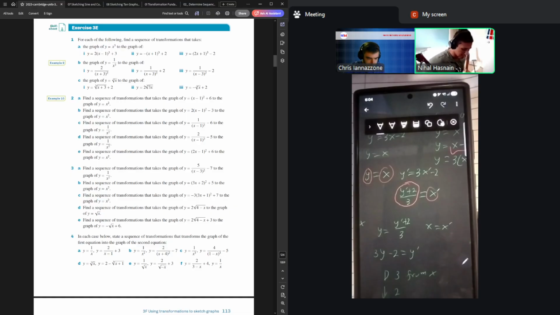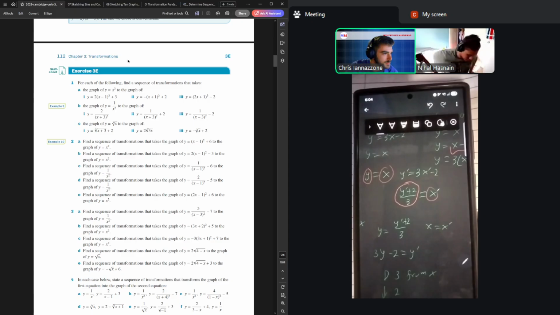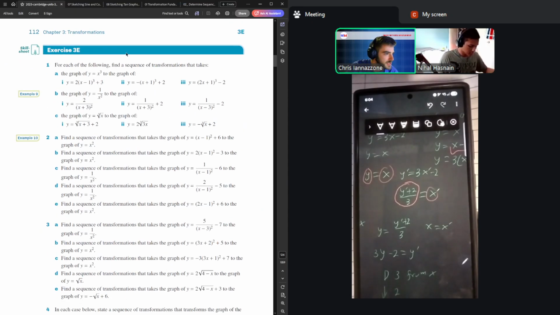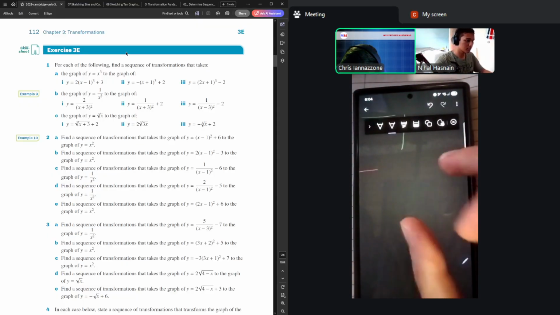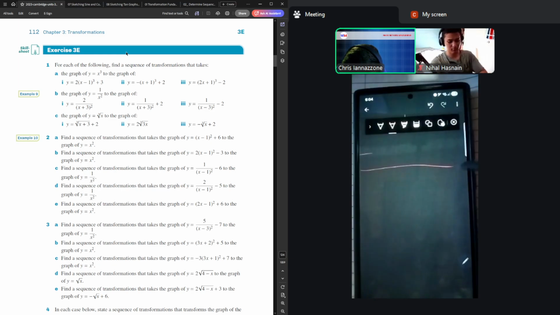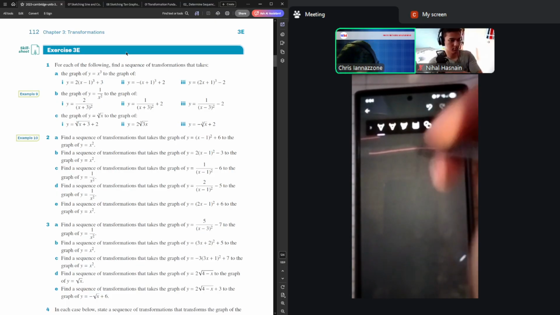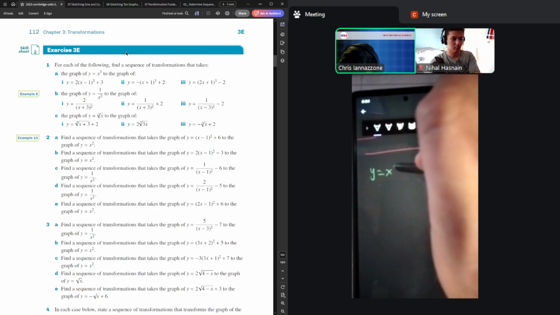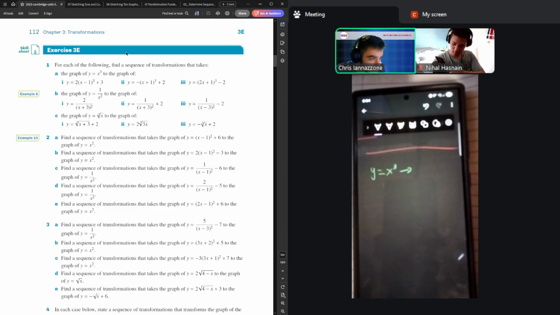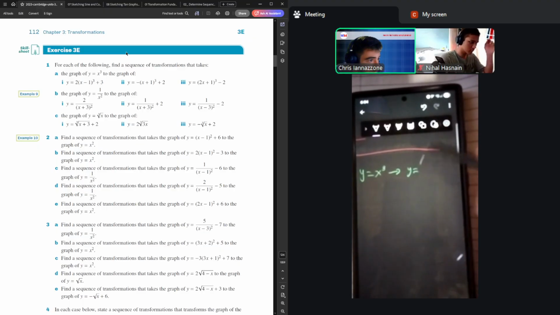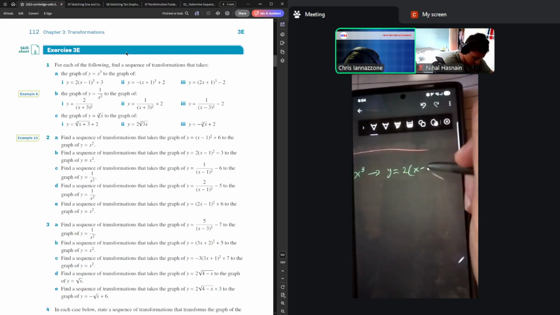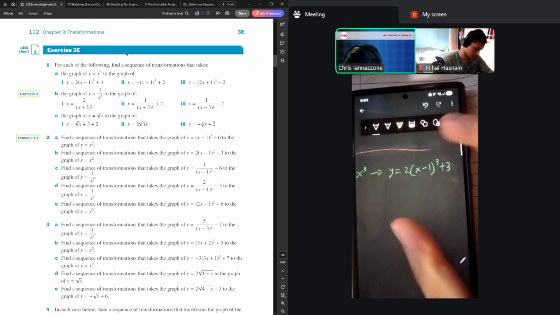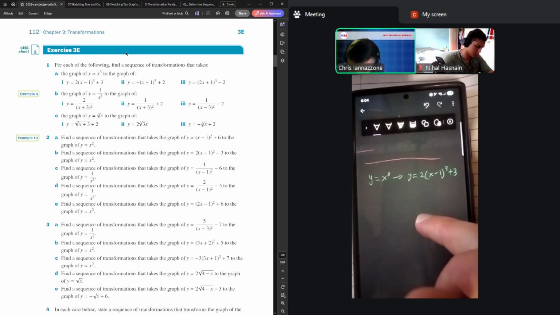Okay, so we'll just rip straight off from 3E question 1. So let's give that a shot. I'll start writing it down. I'm zoomed out quite far, let's fix that. Okay, so we want to take the graph of y equals x cubed and move it towards the graph of y equals 2 bracket x minus 1 all cubed plus 3. So starting here, ending here. That's our goal.